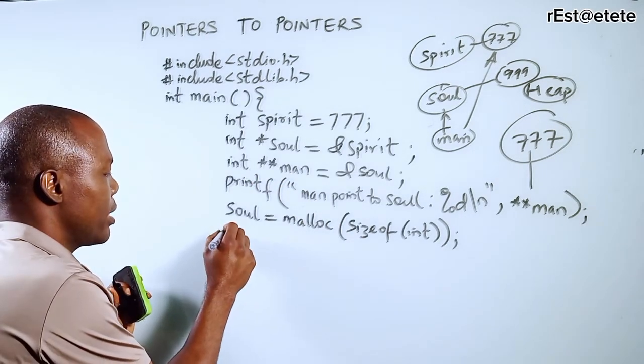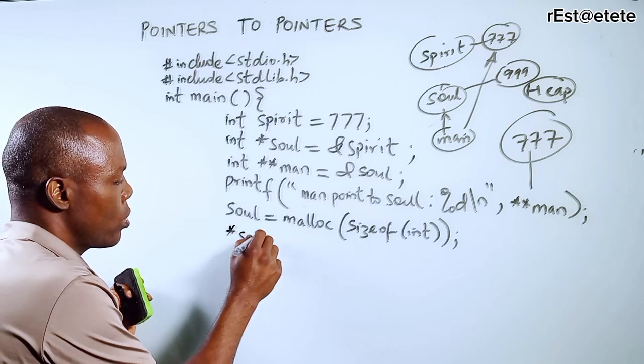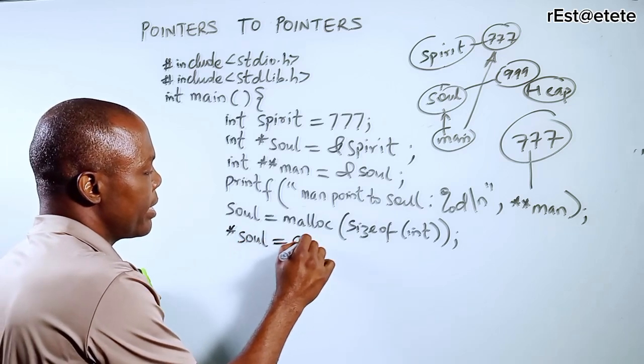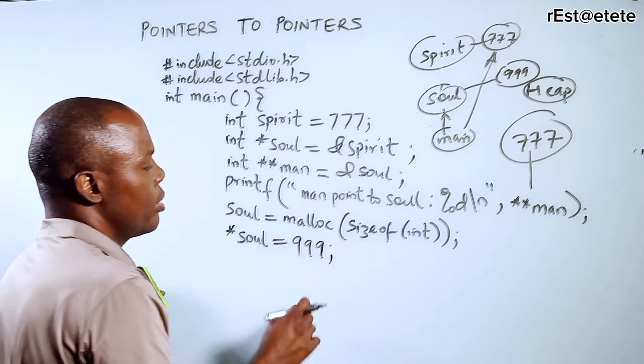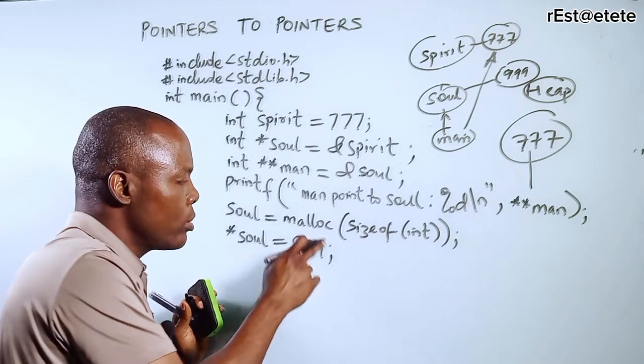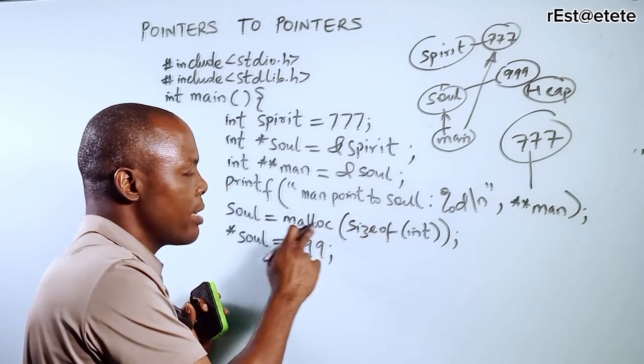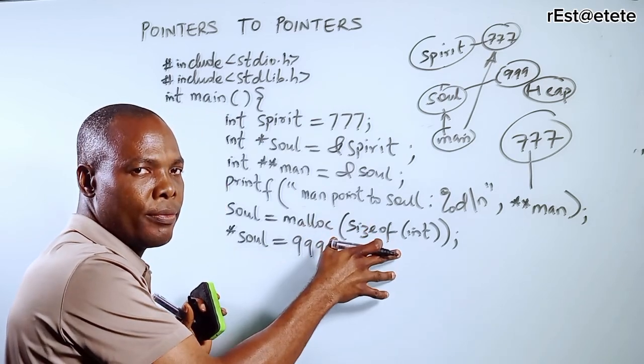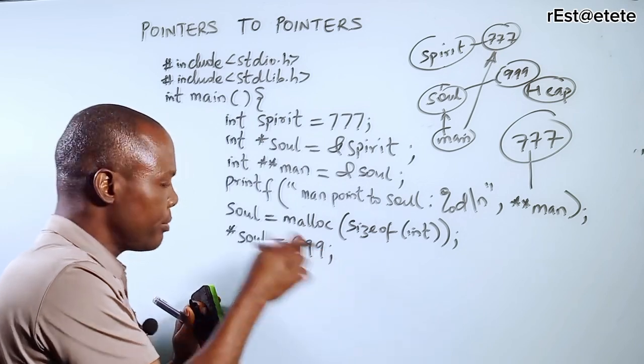Then I will say asterisk soul, assign 999. So I am now assigning this value, which is 999, to the memory address that this malloc function has created. That is what I am doing here.